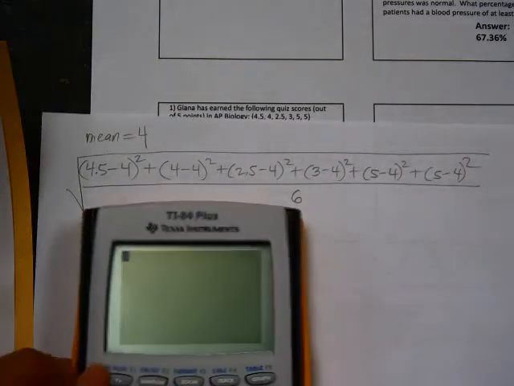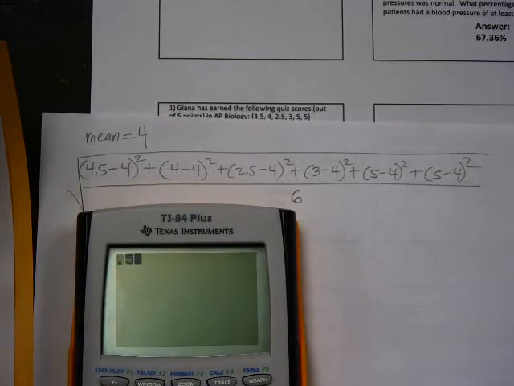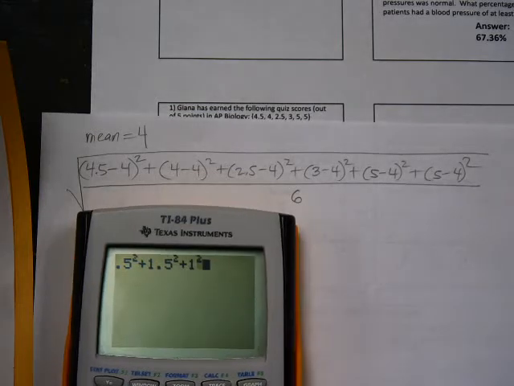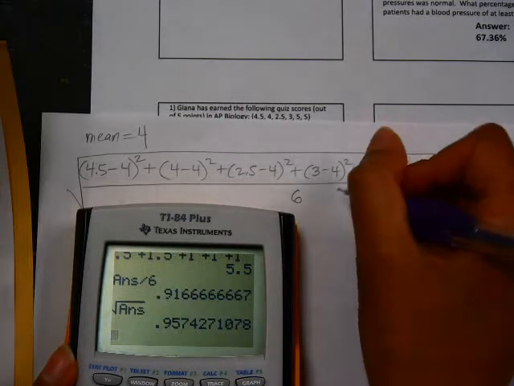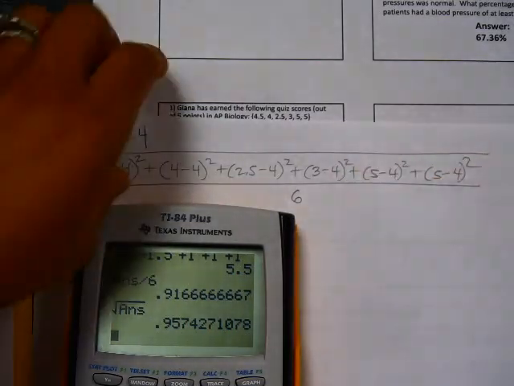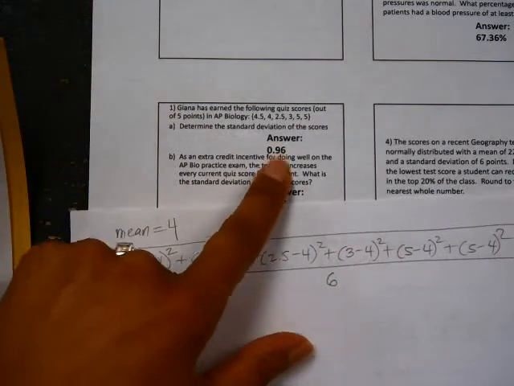So in this case, this is 0.5 squared plus 0 squared plus this would be 1.5 squared, 1 squared, 1 squared, and 1 squared. And then divided by 6 and square root of that. So we get approximately 0.96 for the standard deviation.